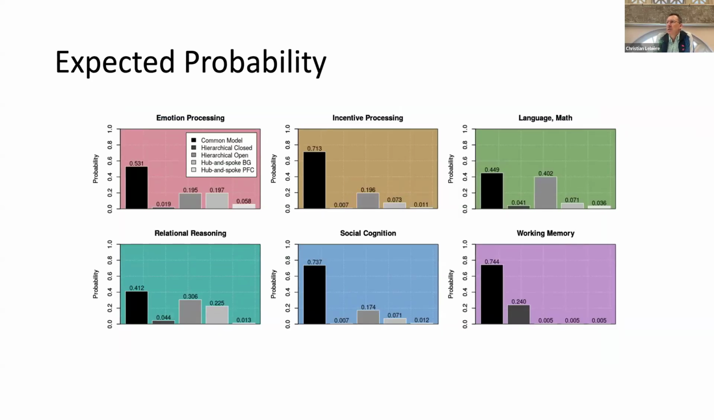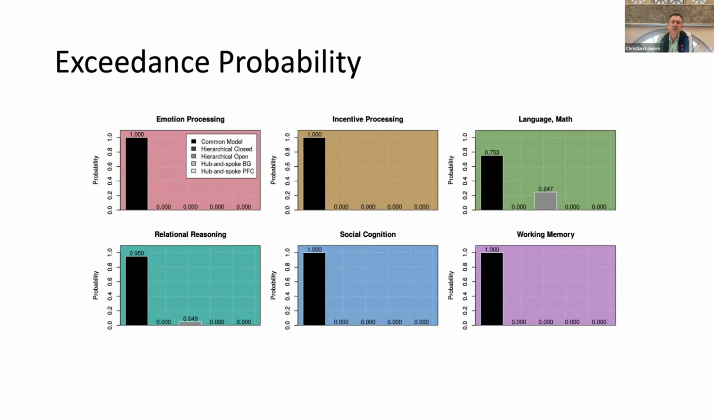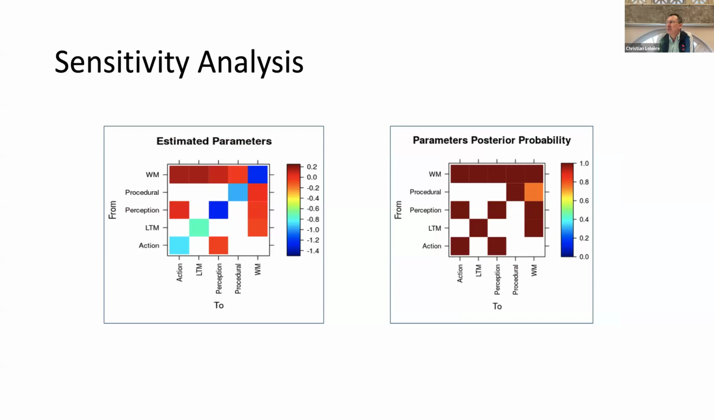And it turns out, using a couple of standard measures, one is expected probability and the other is exceedance probability, that the structure of the common model explains the temporal patterns and spatial patterns of activity of people doing those tasks much better than any of the competing proposals. And we also did a sensitivity analysis that showed that, yes, it's not just a matter of having a more complex architecture. All the components, all the connections between the various modules were actually essential to that accounting.